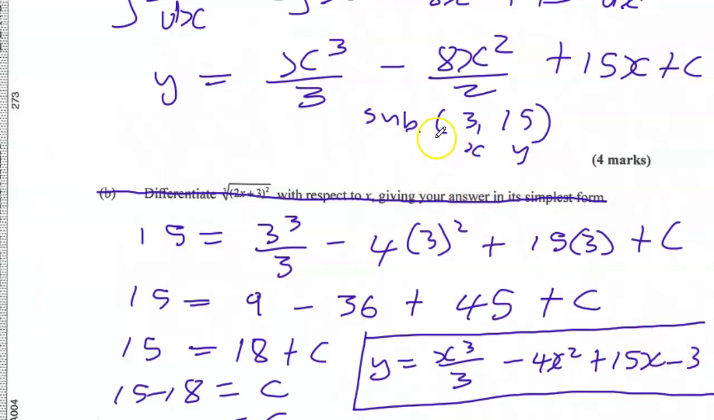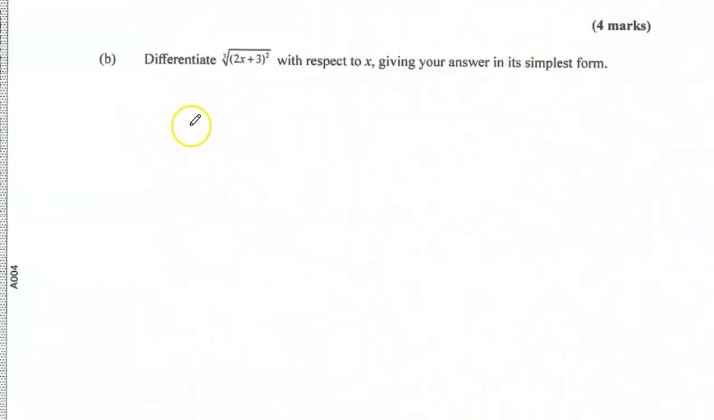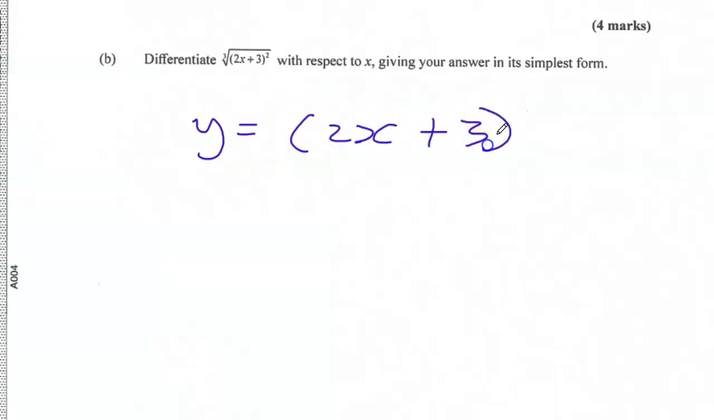So that would be the equation of our curve. Let's move on to part B. Here we are asked to differentiate: let y be equal to the cube root of (2x plus 3) squared. We can rewrite it like this: 2x plus 3 to the power of 2/3. So we can apply the chain rule there.